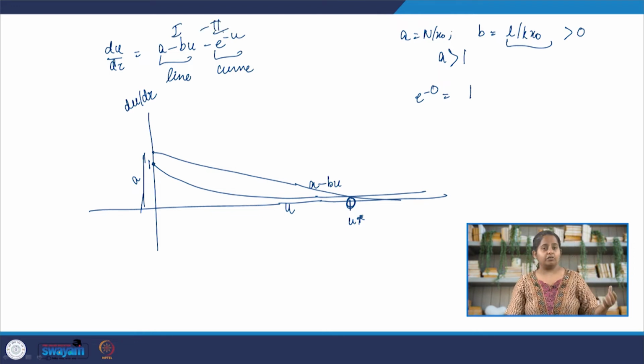So, du by d tau is going to be positive. So, u is going to increase. So, the flow will be towards plus infinity towards the right side. On the right side of the fixed point, the line is below the curve. So, du by d tau is going to be negative. The flow is going to be towards minus infinity towards left side. So, you see that this is an attractor.